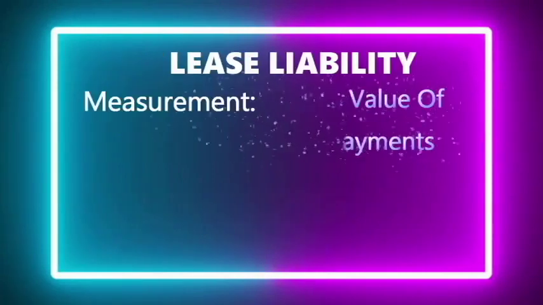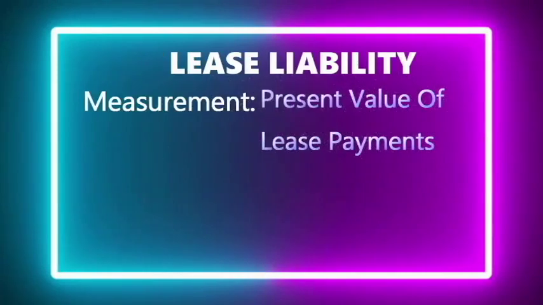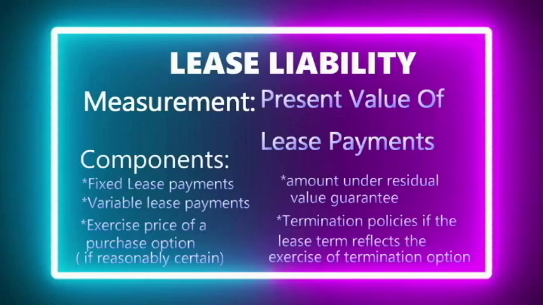Lease liability. We measure lease liability based on the present value of lease payments. Lease payments have components. It includes fixed lease payments, variable lease payments, exercise price of a purchase option if the lessee is reasonably certain to exercise the option, amount expected to be payable by the lessee under a residual value guarantee. Lastly is the termination penalties if the lease term reflects the exercise of the termination option.